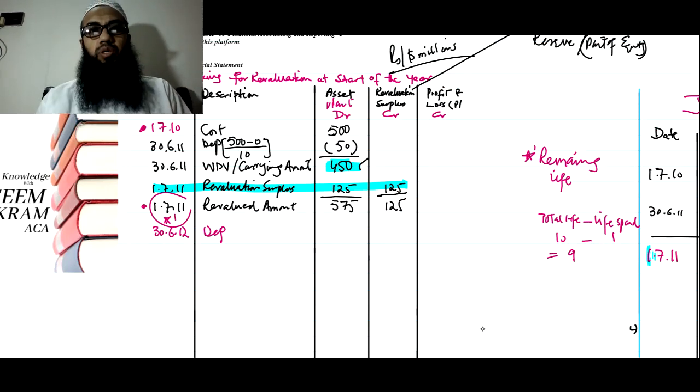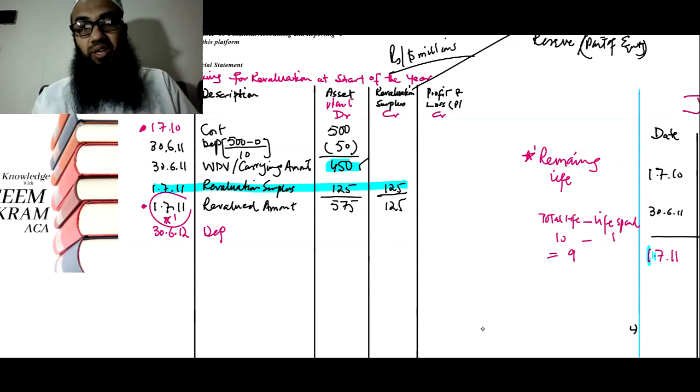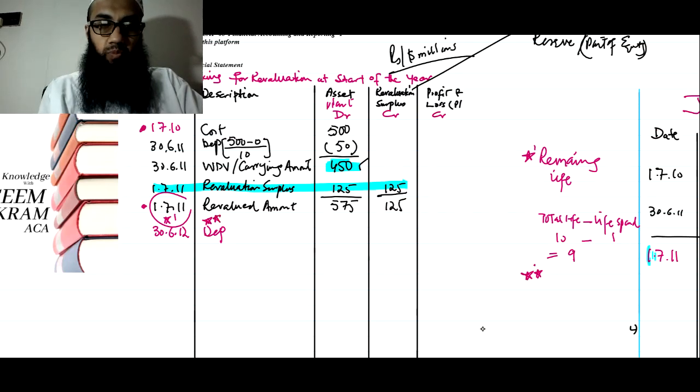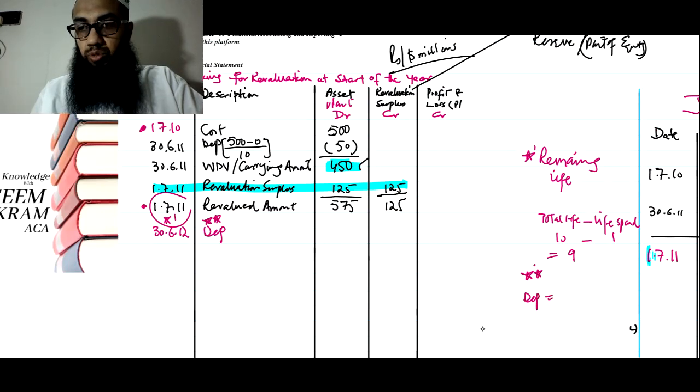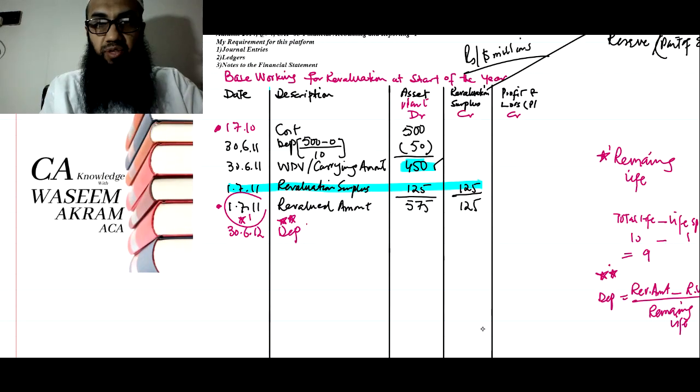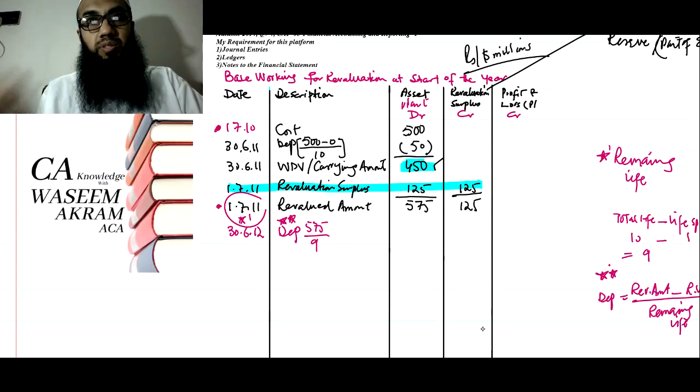You have to depreciate your revalued asset. Now what is the formula? What is the formula for depreciation in the straight line method? Depreciation is equal to the revalued amount or fair value minus the residual value at the time of revaluation, divided by the remaining life. Since our residual value is nil, we can take this revalued amount 575 divided by 9. It comes to 63.89. You should have your calculators.